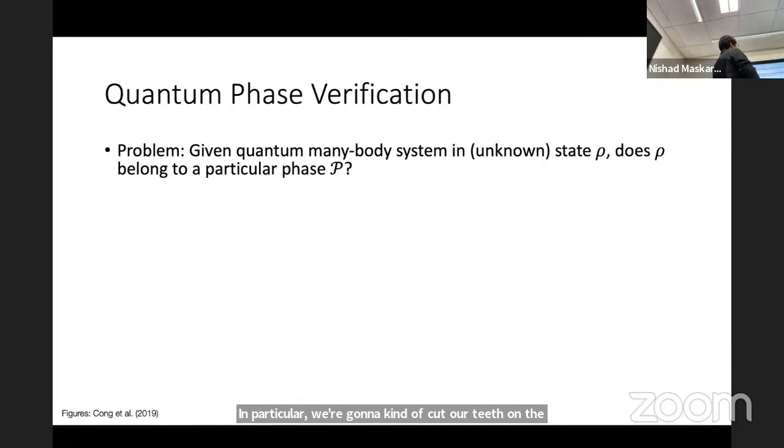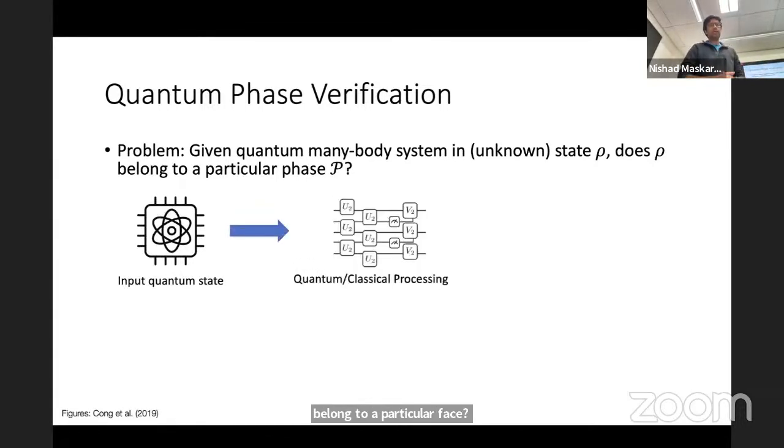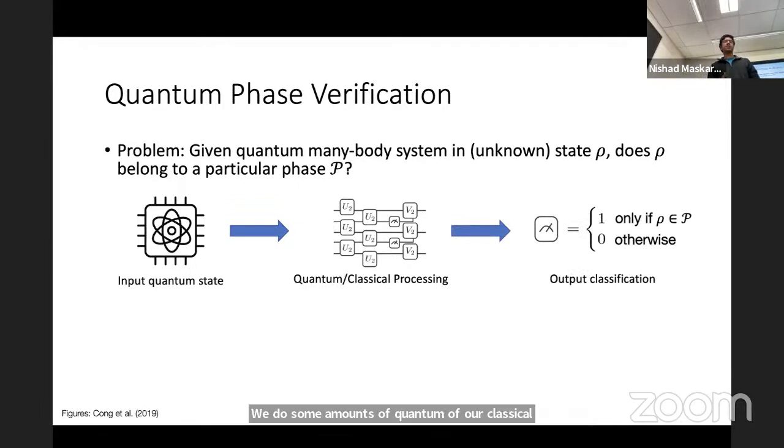So specifically, imagine you have a quantum many-body system in some unknown state rho, and we're going to ask the question, does this rho belong to a particular phase? So, we have some input state that we measure in our simulator. We do some amount of quantum or classical processing on the state. We perform some measurements and then do some more processing. And at the end, we should get out some classification. In particular, we're going to output 1 if the state is in P, only if the state is in P, and then we'll output 0 otherwise.